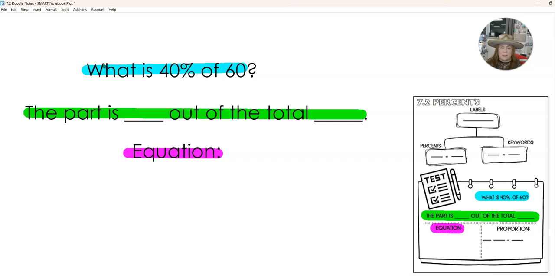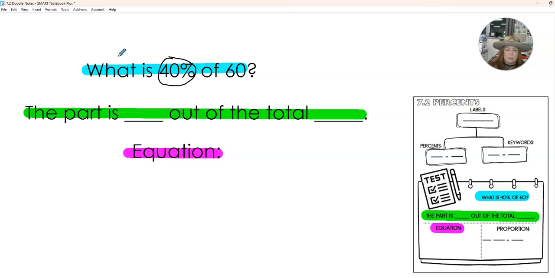So let's try one out here. So we have the question, what is 40% of 60? So first we just want to break that up. The way that I do that is I always start and I circle my percent. That one's really easy to find. That means 40 out of 100. I know that one, 40 out of 100.